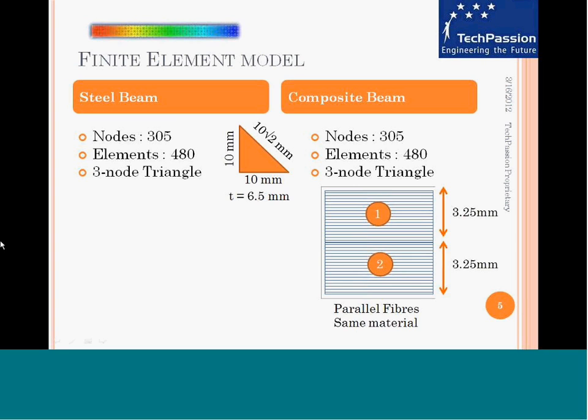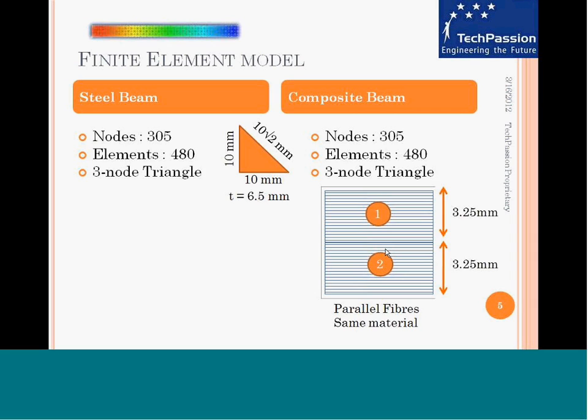Here, I would like to draw your attention to this picture here. There are two layers. Instead of 6.5 millimeter straight thickness, we split it into equal halves. One section is 3.25 millimeter in thickness, the other half is 3.25 millimeter in thickness, and the fibers are laid in parallel, same direction. So you could say 0 degrees, and both are made of the same material, that is the advanced composite system consisting of carbon fiber and epoxy, the same material properties.